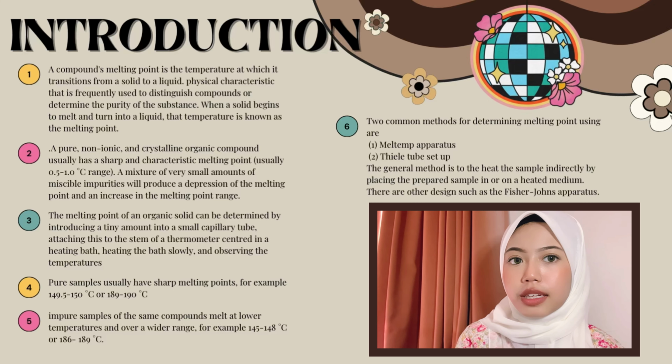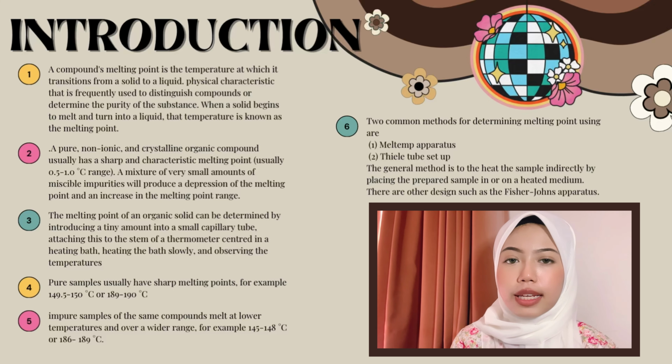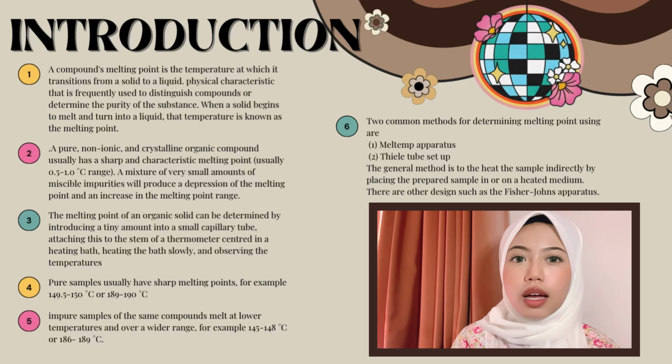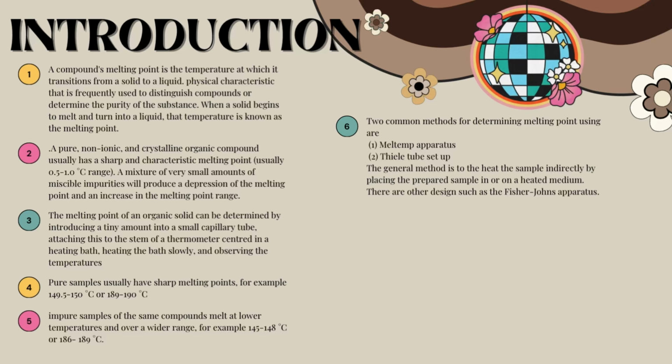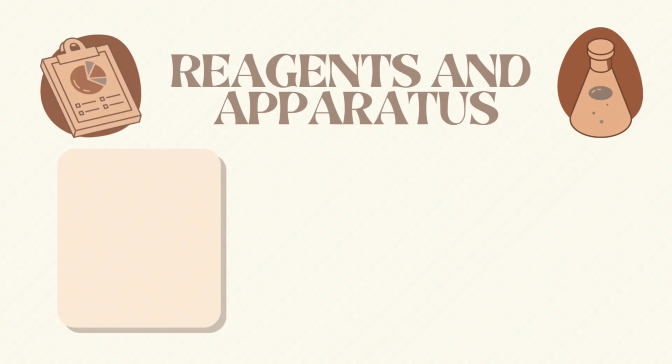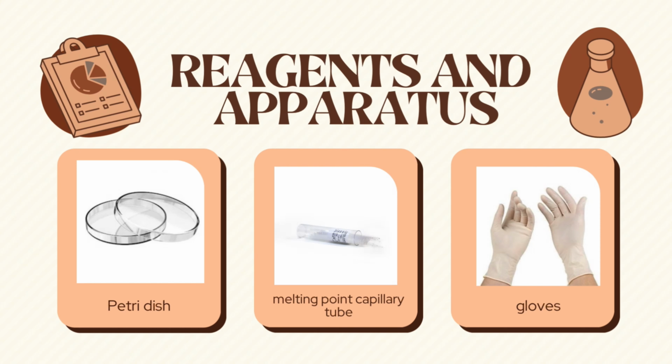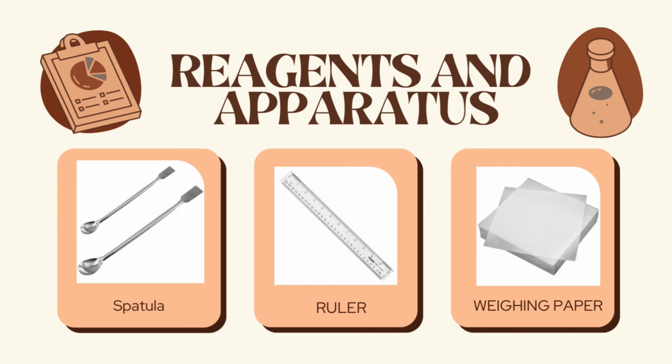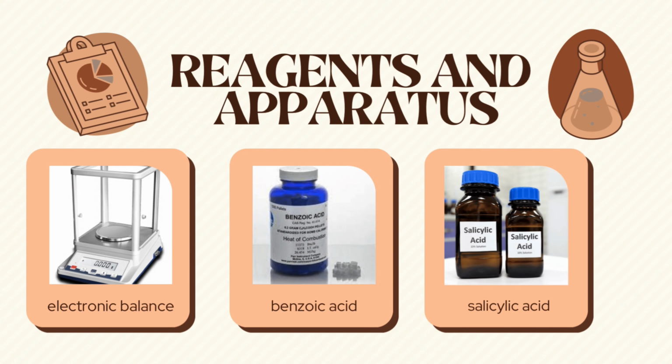The general method is to heat the sample indirectly by placing the prepared sample in or on a heat medium. There are other designs such as the Fisher-Johns apparatus. In this experiment, the reagents used are benzoic acid and salicylic acid, and the apparatus used are a glass capillary melting point tube, glass petri dish, ruler, and gloves.